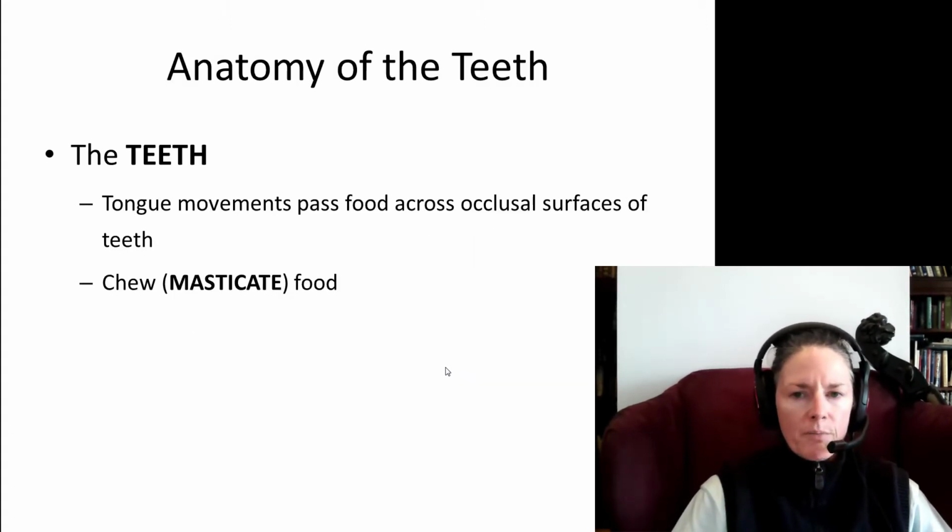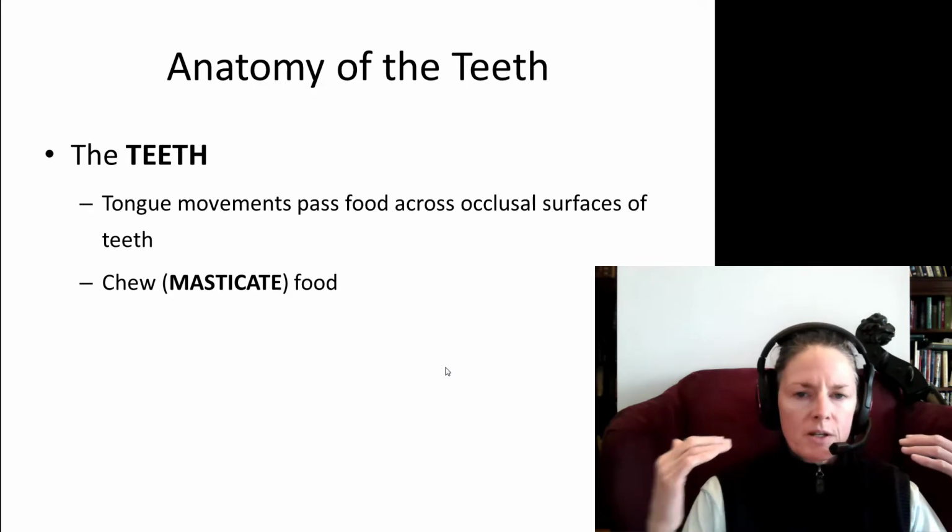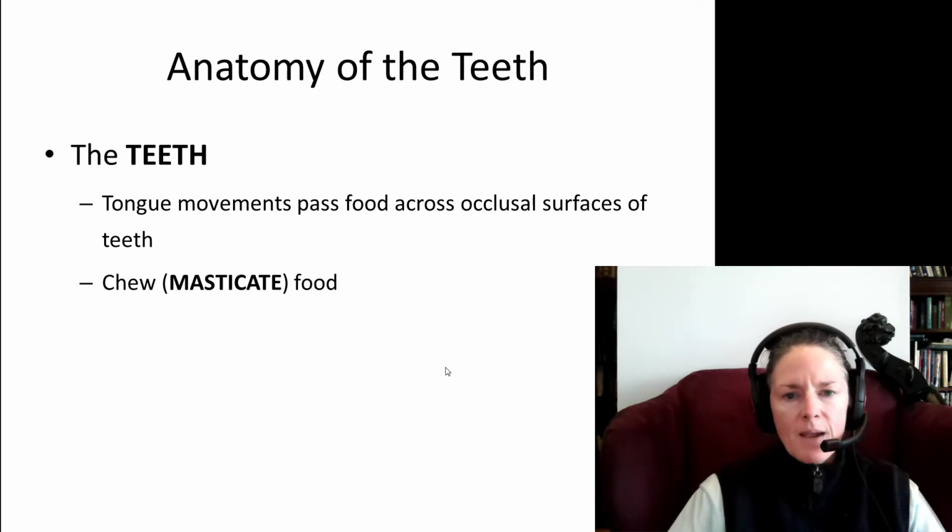All right, the teeth. These are a very important part of the mouth. And the teeth are going to be grinding and smashing and tearing and ripping and cutting food. And you notice we have different types of teeth, which we'll get into in a minute. And each of these different types of teeth are specialized for particular types of cutting movements or tearing movements.